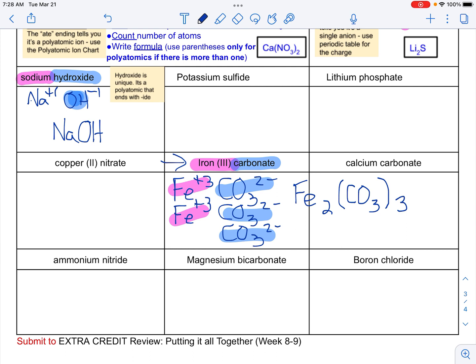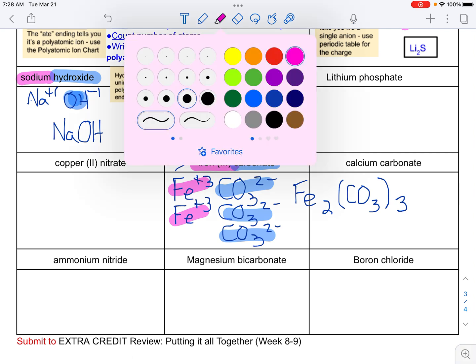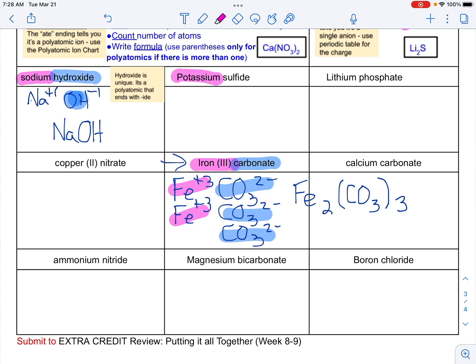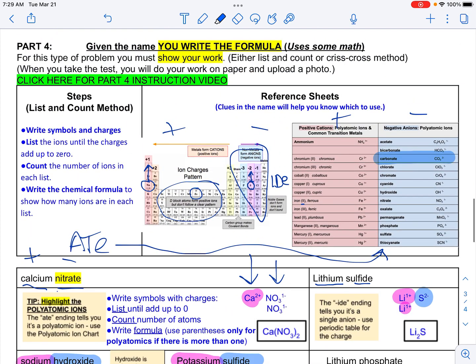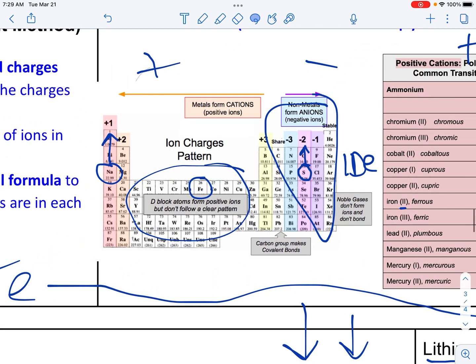Remember, maybe we should do one more if you want. You can always stop watching. But here's one where we have potassium. That would be read off the periodic table. And then sulfide, with that IDE ending, tells you you're looking at the periodic table as well. So I'm going to look up there and find those. Take some of this away. Oops, my bad.